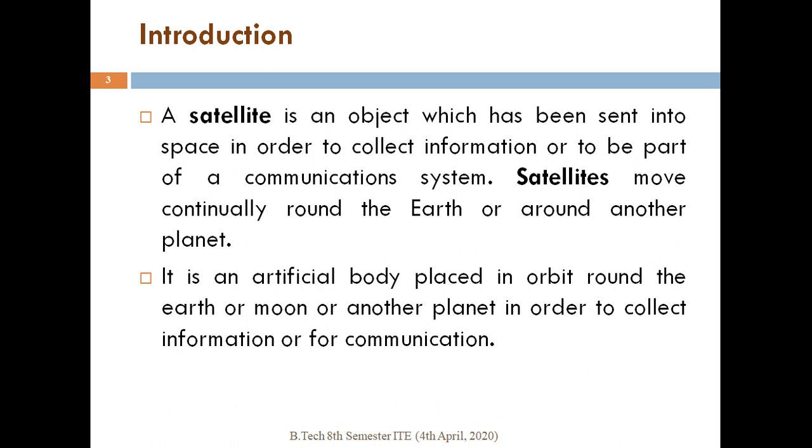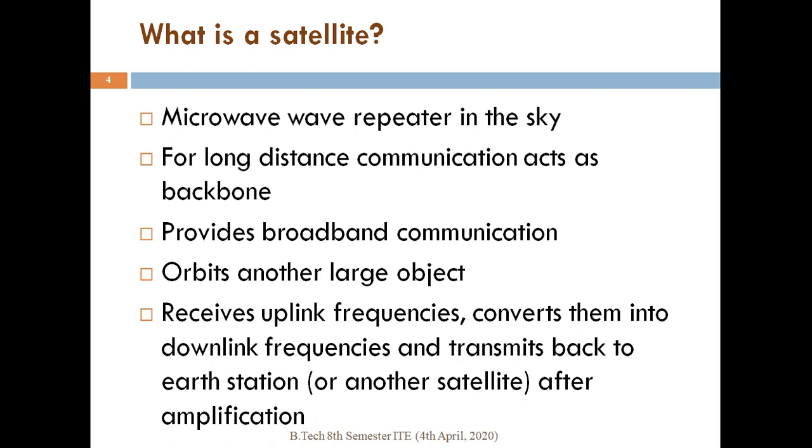What is a satellite? We say a satellite is an object which has been sent into space in order to collect information or to be part of a communication system. Satellites move continually around the Earth or around another planet. It's basically an artificial body placed in orbit around the Earth or Moon or another planet in order to collect information or for communication. In a sharp recap, we can say a satellite is a microwave repeater in the sky. Repeater, we know, is an amplifier which basically amplifies the digital signal.